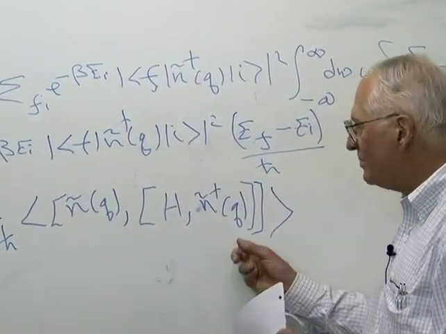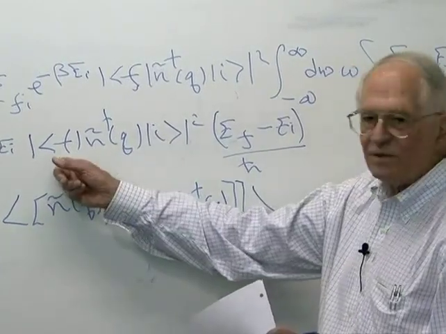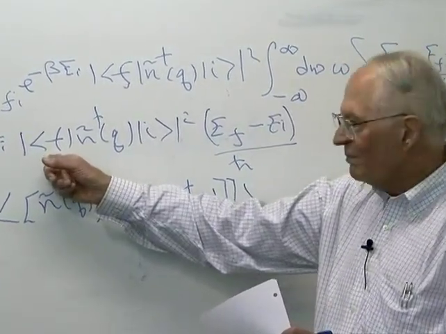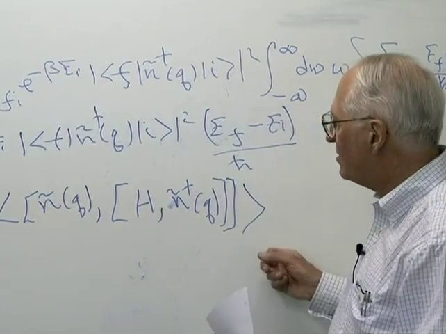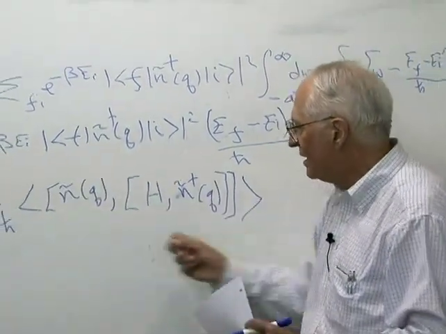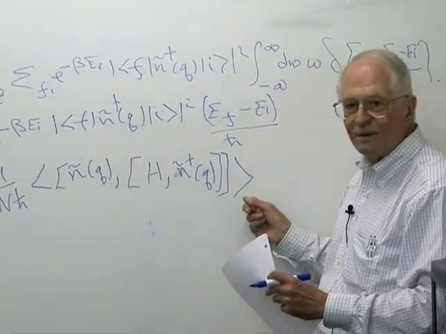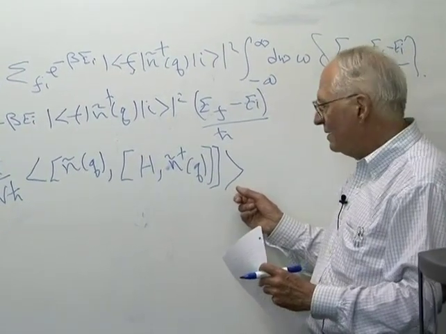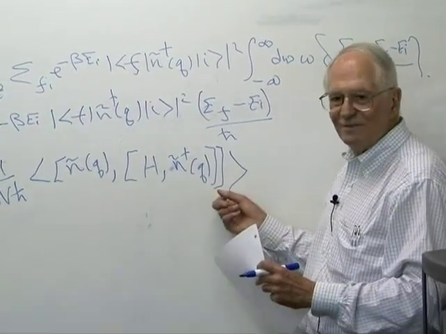Once you've done this manipulation, you can use completeness to eliminate the sum over f. And then you have an ensemble average, so you do the sum over i, and that gives you the angular brackets. Okay? Now, this looks awful.